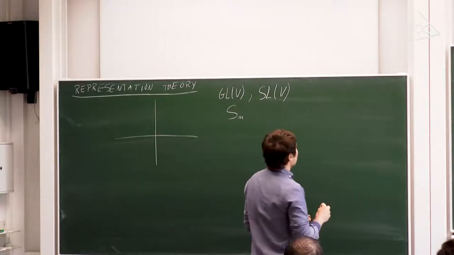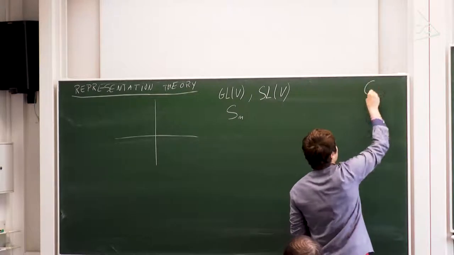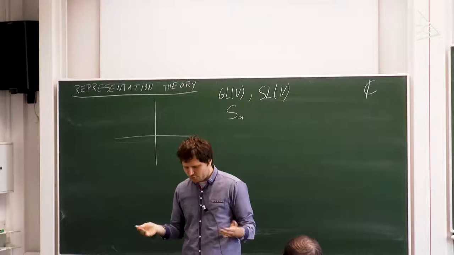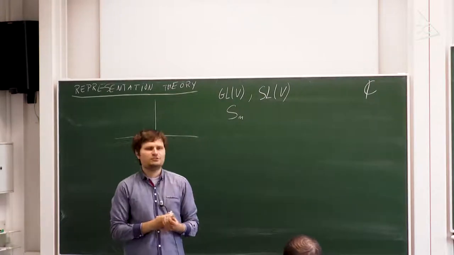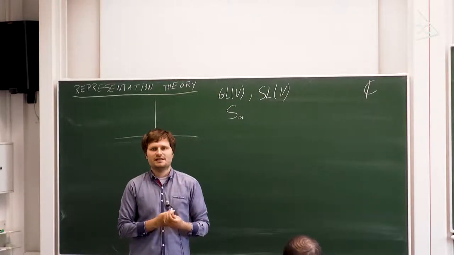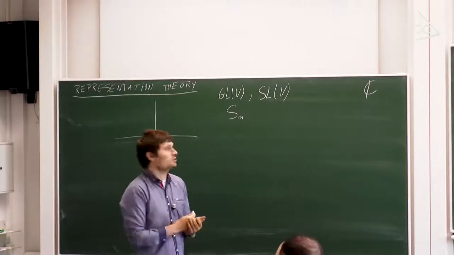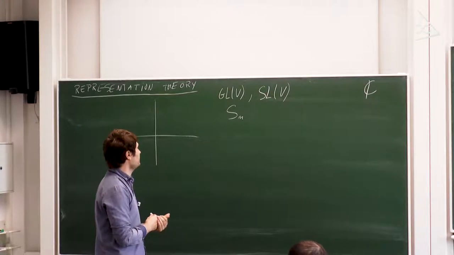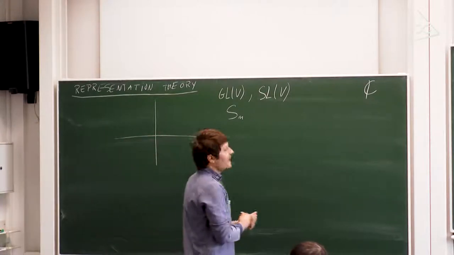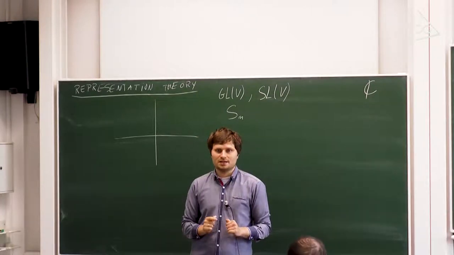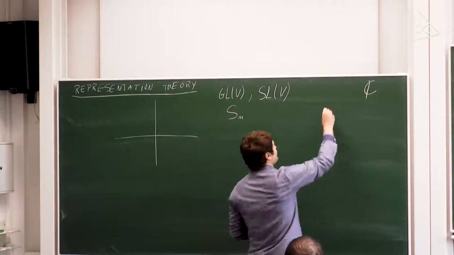Throughout this lecture, I will assume that we work over the complex numbers. Going through the proofs, you can realize that many of the definitions and even theorems make sense also for other fields, but some of them don't. So let's be careful about this. Further, every vector space I will consider in this lecture will be finite dimensional. In particular, V will be finite dimensional.